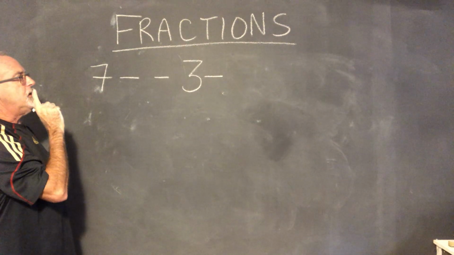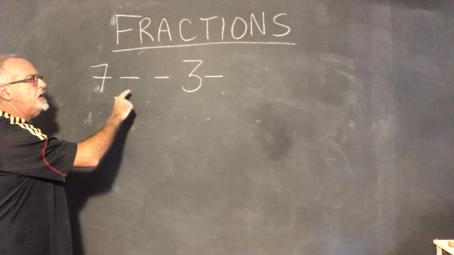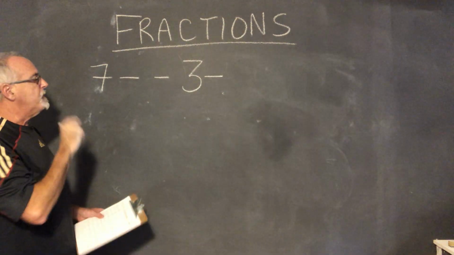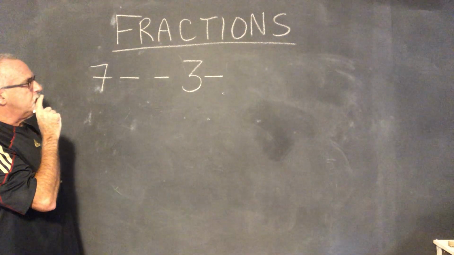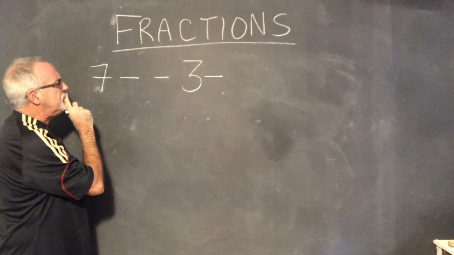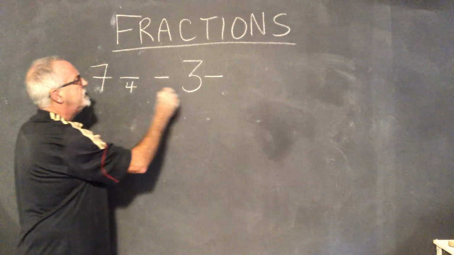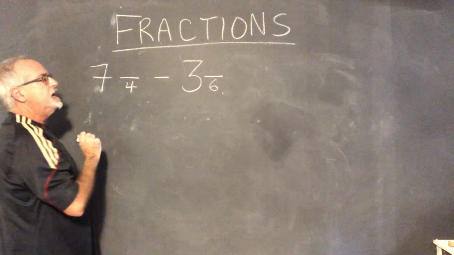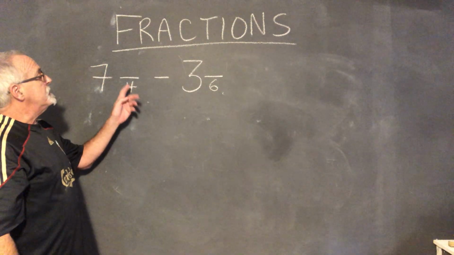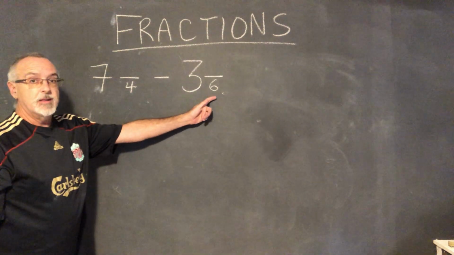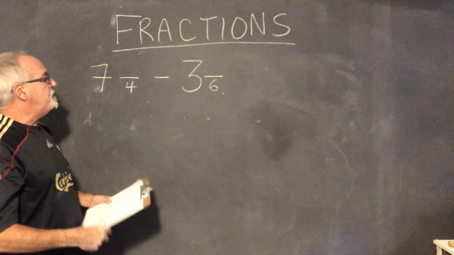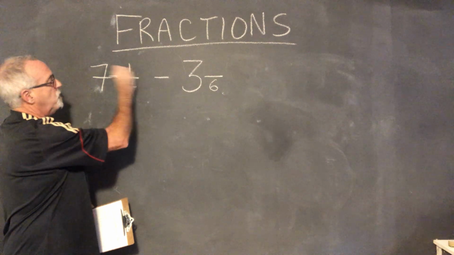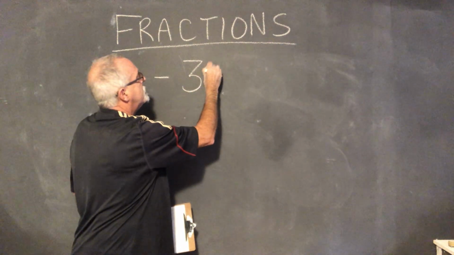I don't want to use denominators where one of the denominators is a factor of the other. I want to make it a little more challenging than that. So I'm going to use 4 and 6. And what I do want to make happen is I want this fraction to be smaller than that one so that I have to do the borrowing thing. So I'm going to make it 1/4 and 5/6.